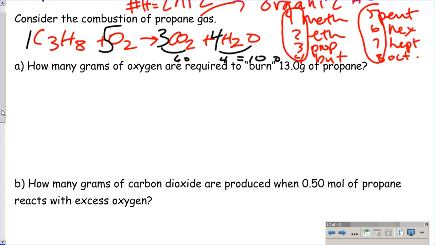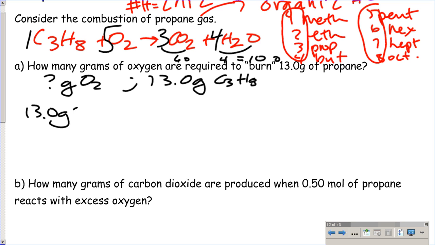Okay, question. How many grams of oxygen? You should be writing these down with me because if you ask me questions later and I go, where's your examples? And you go, I don't know, then I'm going to walk away. All right, so how many grams of oxygen, oxygen gas, by the way, because it says oxygen, but it means oxygen gas, are required to burn, aka combust, 13 grams of propane. So, what am I starting with? I got one thing to start with, right? 13 grams of propane.